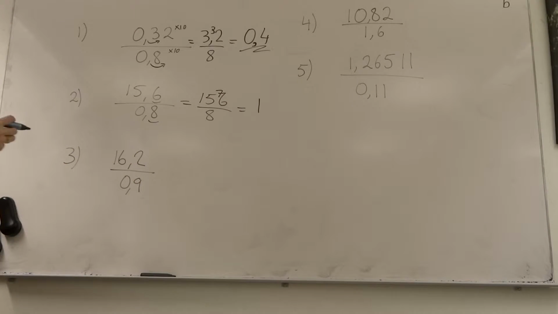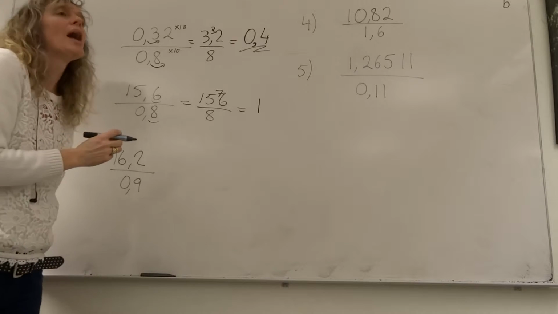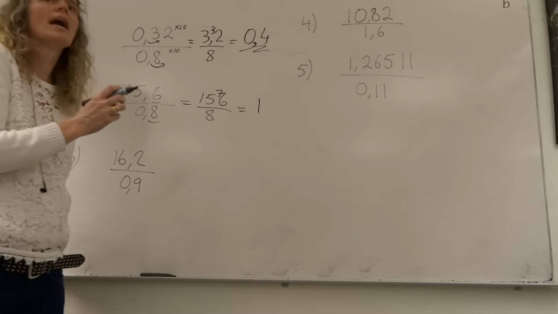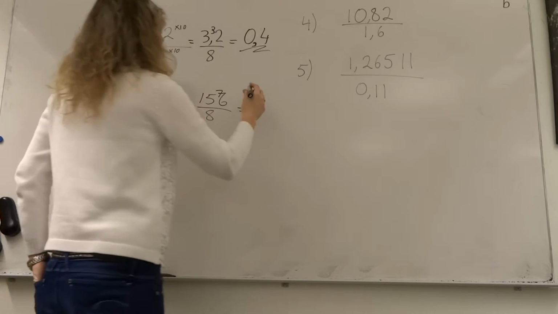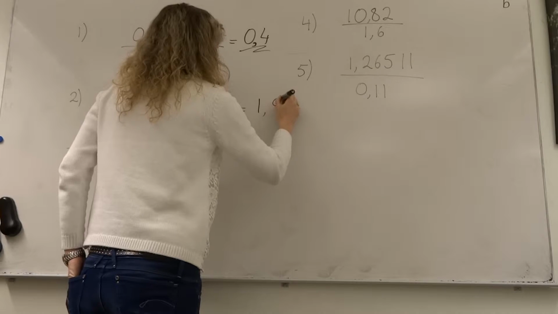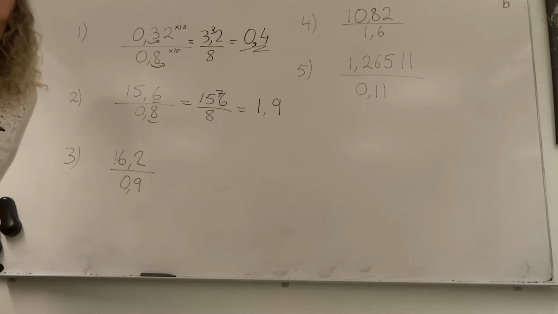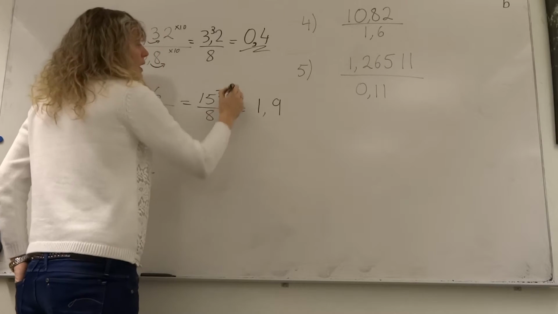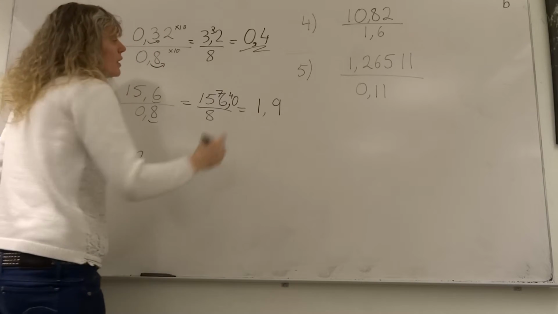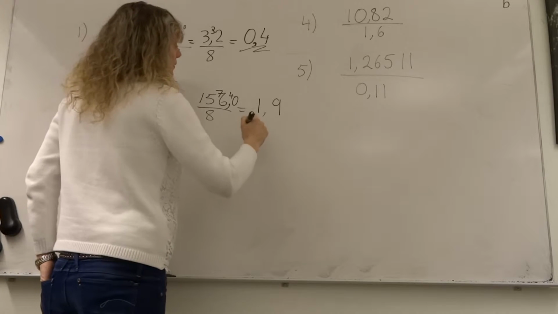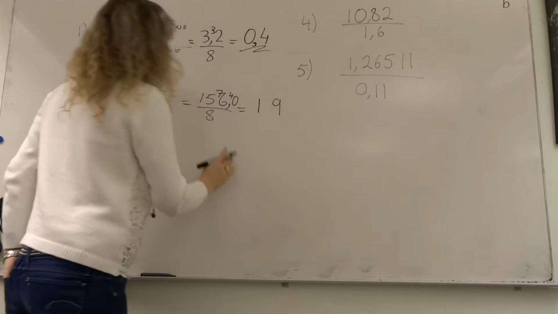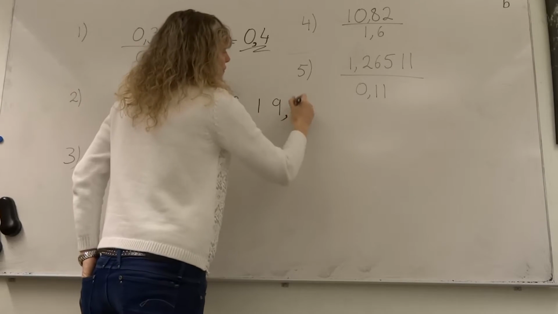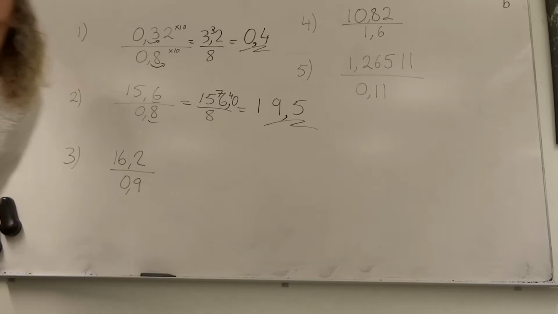8's go into 15 one time, 7 left over. How many 8's go into 76? We've got 9. 9 8's are 72, giving us 4 left over. What do we do here? Put a 0 and the 4 left over. 8's go into 40. Wait a minute, my decimal point's in the wrong place. 19 point, sorry, and then 8's go into 40 5 times. So we get 19.5.